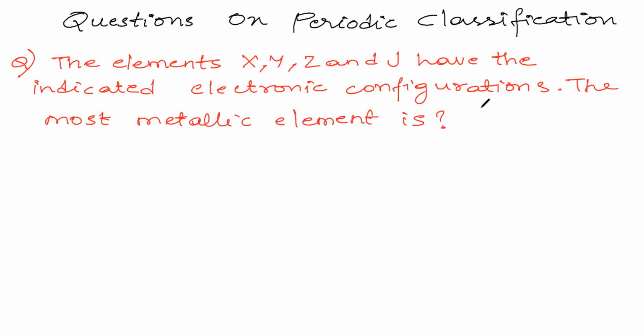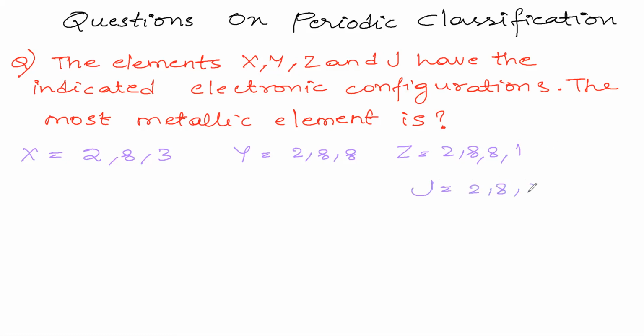So they are given 4 elements X, Y, Z and J. The configurations of those elements are as follows. You can see the configurations now. X is equal to 2, 8, 3. Y is equal to 2, 8, 8. And Z is equal to 2, 8, 8, 1. They are given orbital configuration, if you can remember, KLMN. And J is equal to 2, 8, 8, 7.